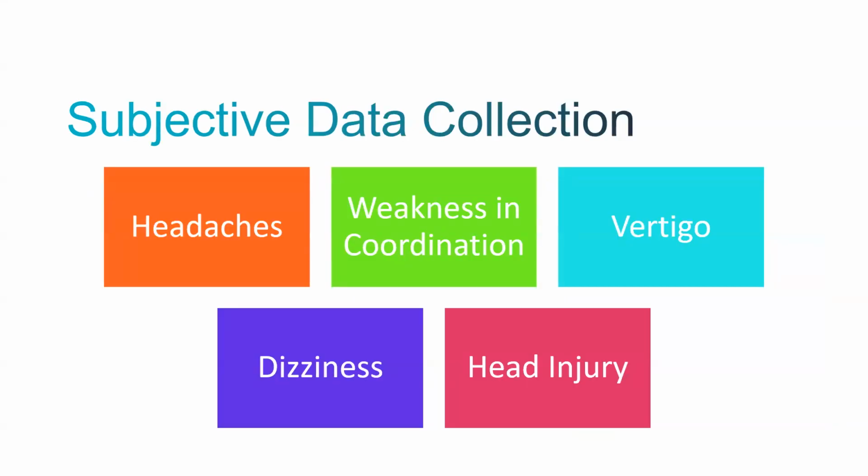So, when we begin, we need to start deciphering the patient's story. So we're going to ask them about vertigo, headaches, dizziness, tremors, any weakness in coordination, any numbness or tingling in any part of the body, difficulty speaking or swallowing.